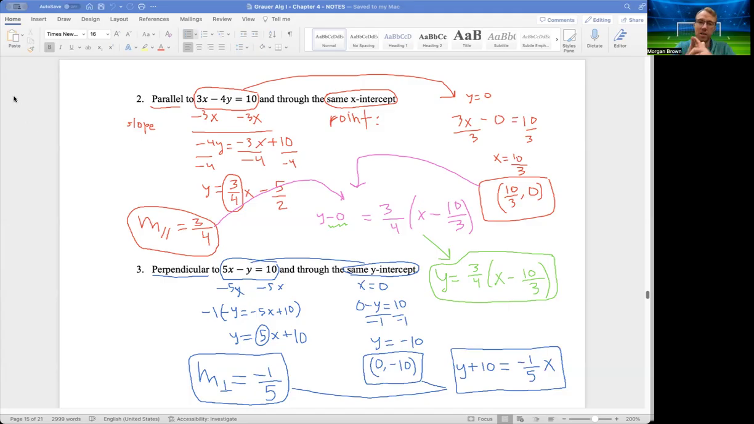It's always the same. We've got to find a point. We've got to find a slope. We've got to write the equation in point slope form. If it's parallel, we use the same slope. If it's perpendicular, we use the negative reciprocal slope.